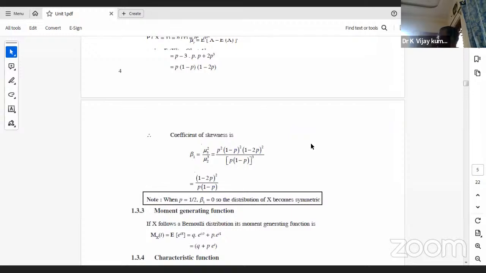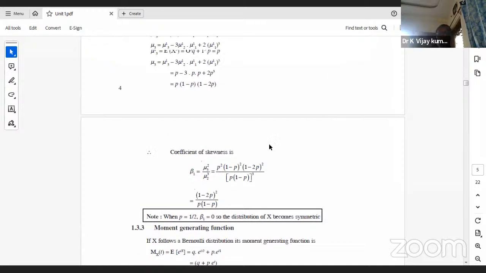Therefore coefficient of skewness is beta 1 equals mu3 square by mu2 cube. Mu3 square by mu2 cube, that we can write here from the above condition, p square into (1 minus 2p) square by p into (1 minus p) whole cube. This one condition we are writing here.